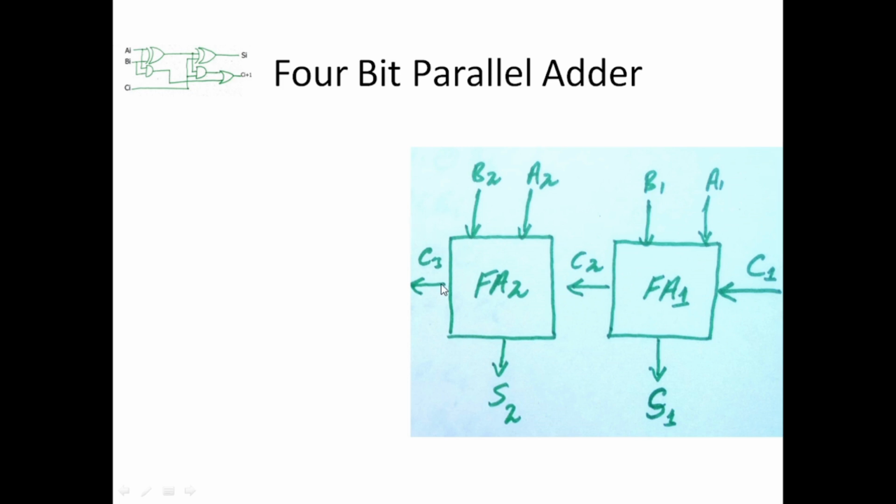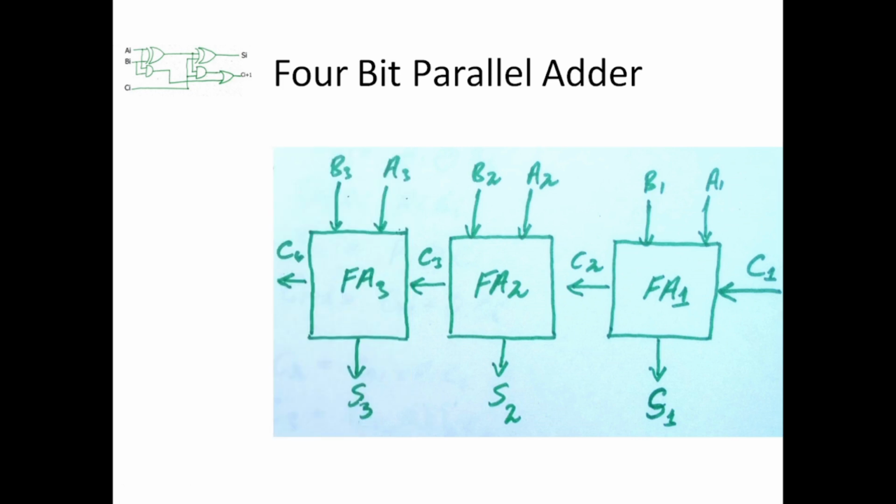And for significant position 3, we would add another full adder, FA3, and similarly a3 and b3 would be the 2 bits. The input carry at this position would be the output carry from the previous position. The output carry of full adder 2 is given as an input to full adder 3, which adds the 2 bits at the third position. This full adder adds the 2 bits at the second position. This full adder adds the 2 bits at the first position.